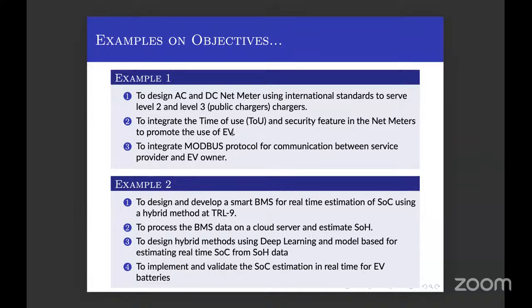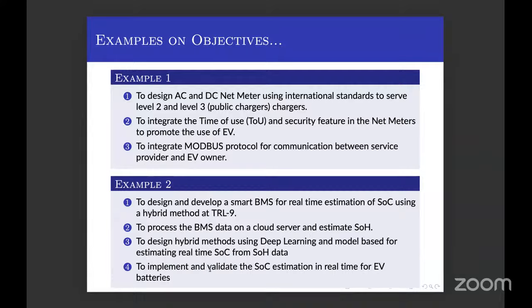Got my point? And I am to integrate the time of use. Time of use means I am going to measure at what time what electricity has been consumed, and based on that, I can give a budget or the bills for that. And security features in the net meters to promote the use of EV. Then to integrate Modbus protocol for communication between service provider and EV owner. So here I have connected the net meter, here I have connected EV. All three are interlinked, and you can understand how I am trying to focus on that.